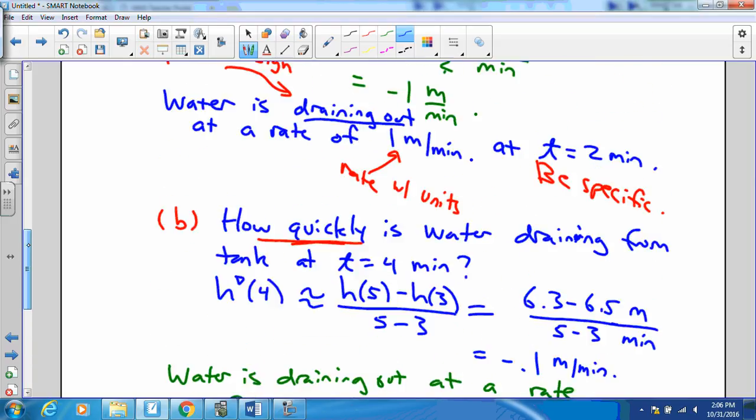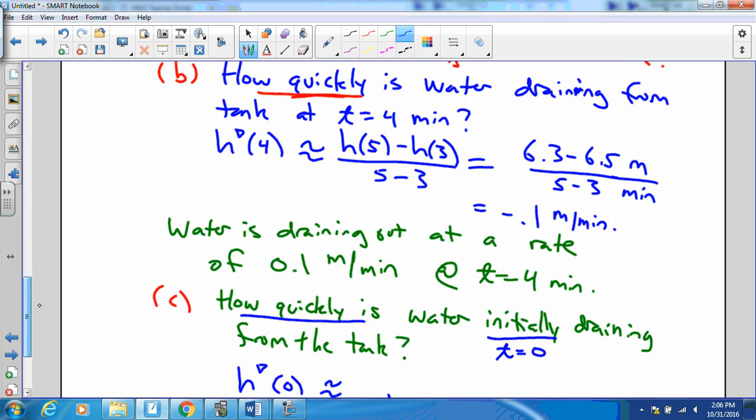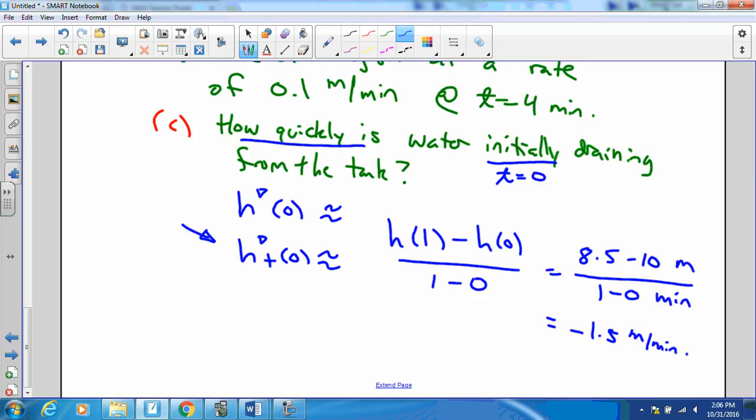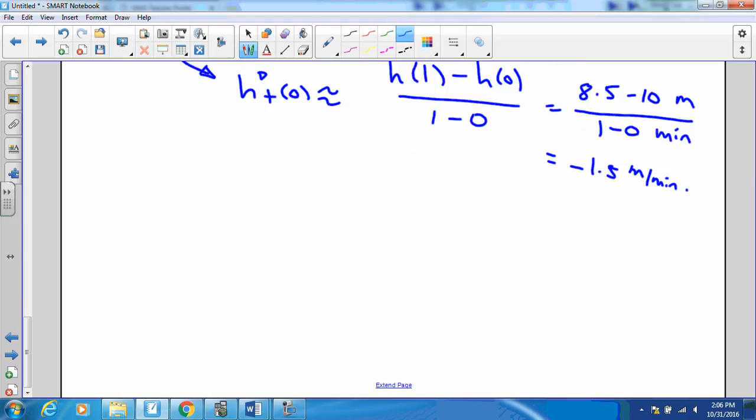And so we write this as h of 1 minus h of 0 all over 1 minus 0. And we pull in values, 8.5 and 10. Meters, 1 minus 0 minutes. So it gives us negative 1.5 meters per minute. And now we're ready for a translation. Tony, you're on.